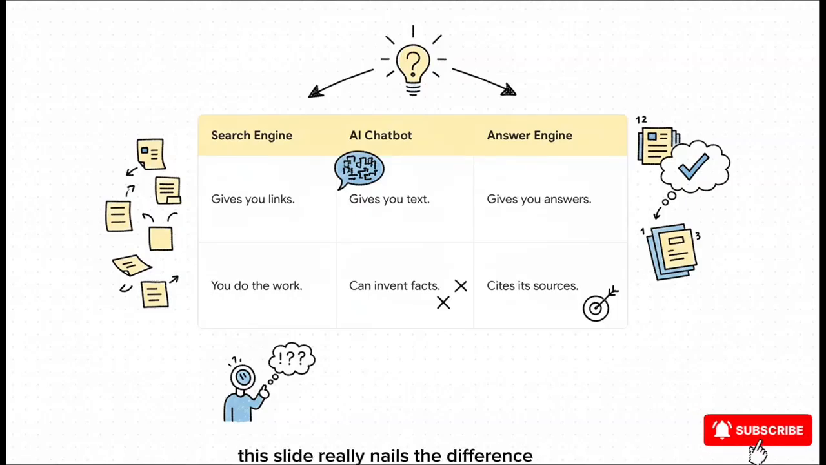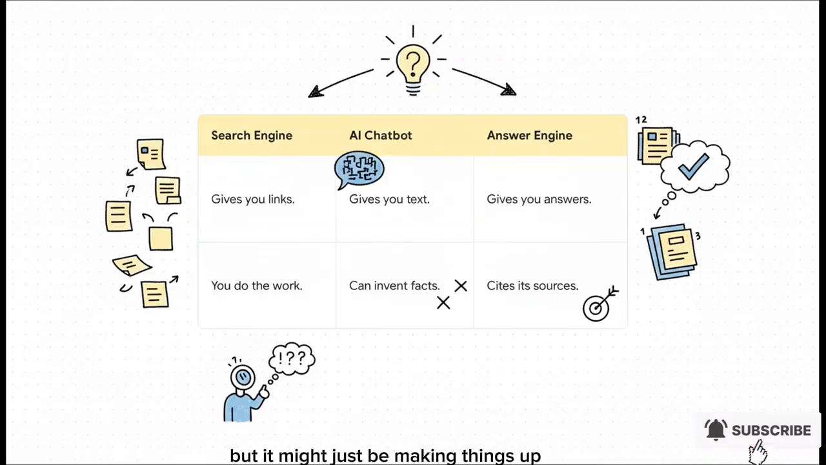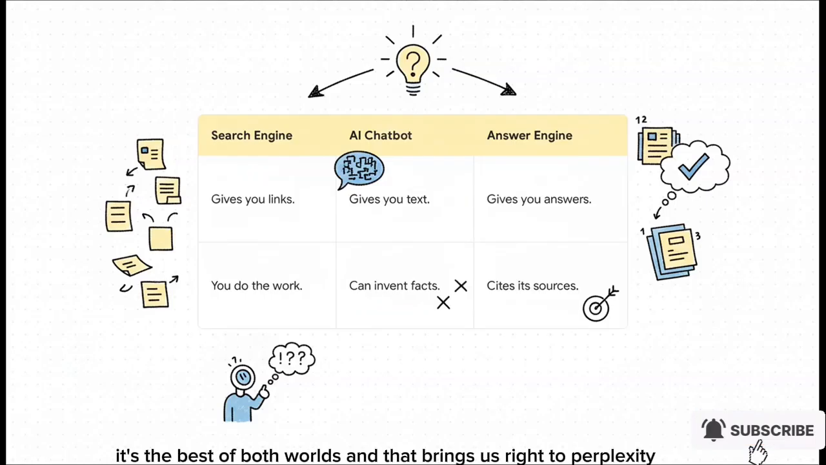This slide really nails the difference. A search engine just gives you links. An AI chatbot gives you text, but it might just be making things up. An answer engine, though, that's different. It gives you direct answers, and, this is the key, it actually cites its sources. It's the best of both worlds.